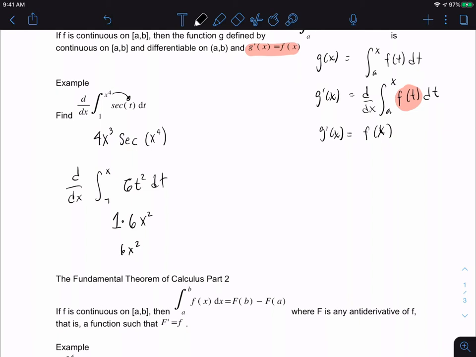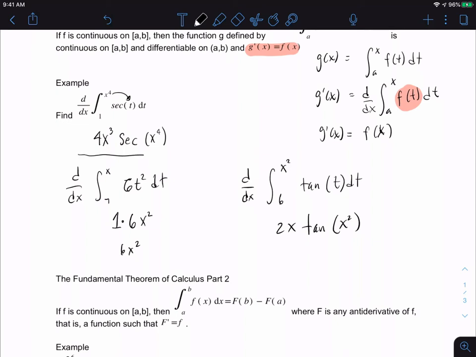You want me to give you one more? Okay. So let's take the derivative with respect to x of the integral from 6 to x squared of, I don't know, tangent of t dt. Okay, so we should get tangent of x squared, and then the derivative of the upper bound is 2x. We okay?